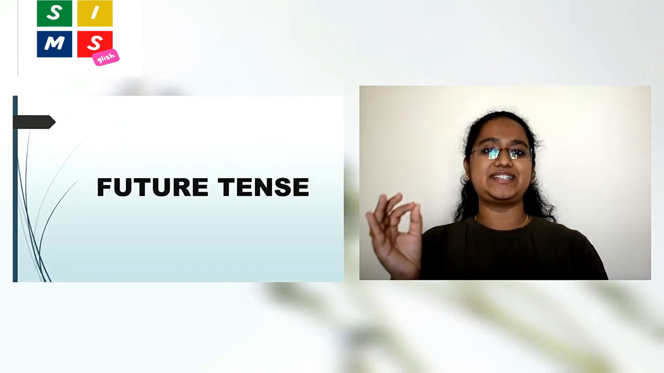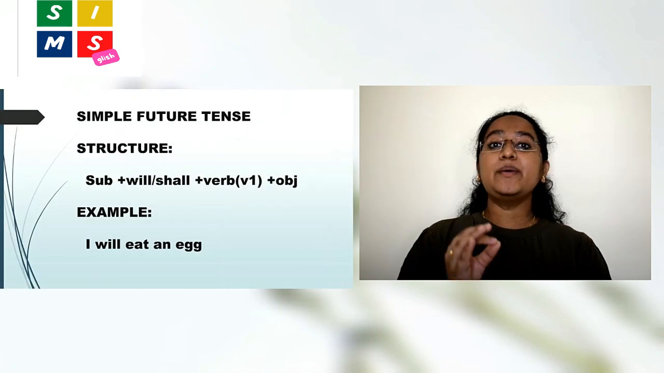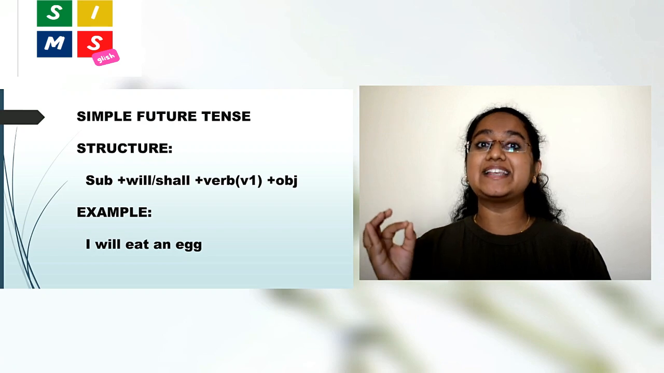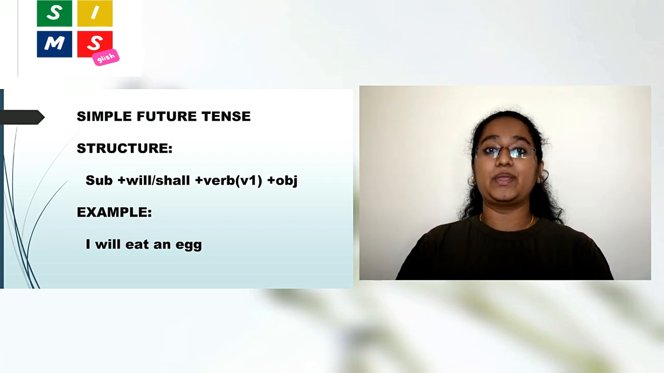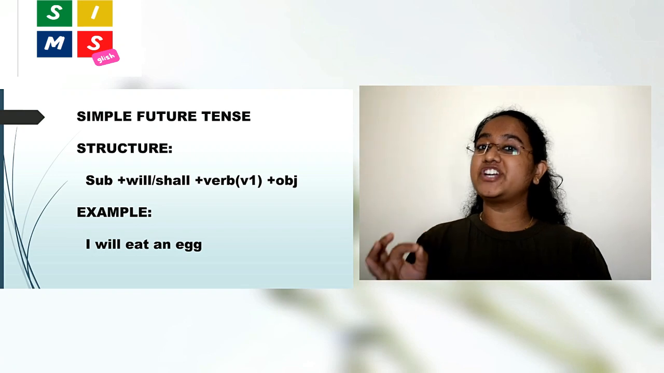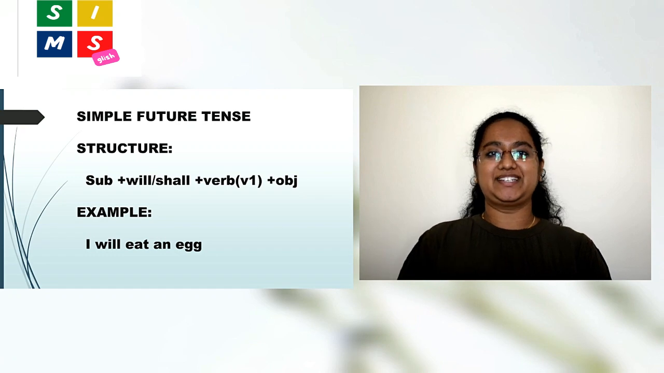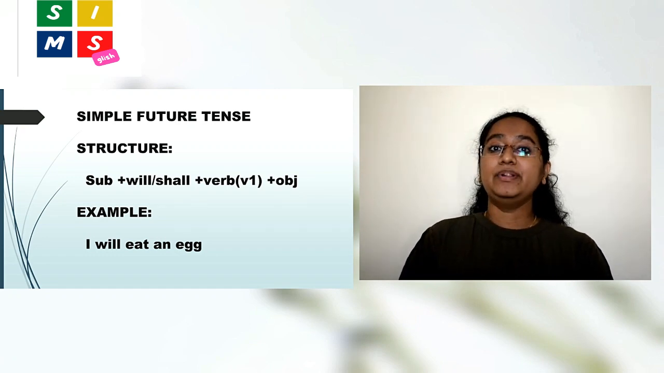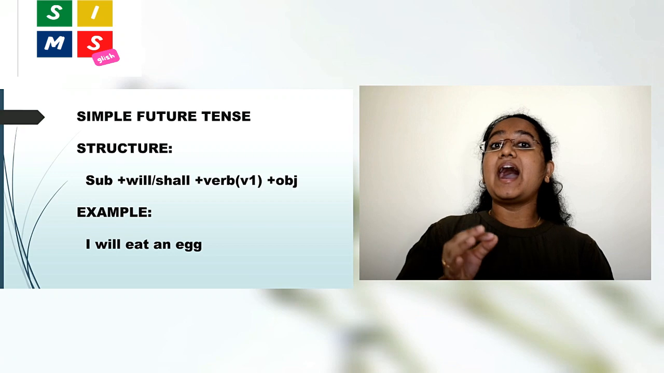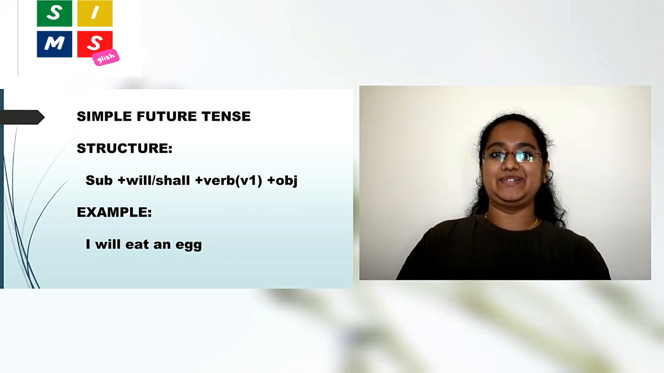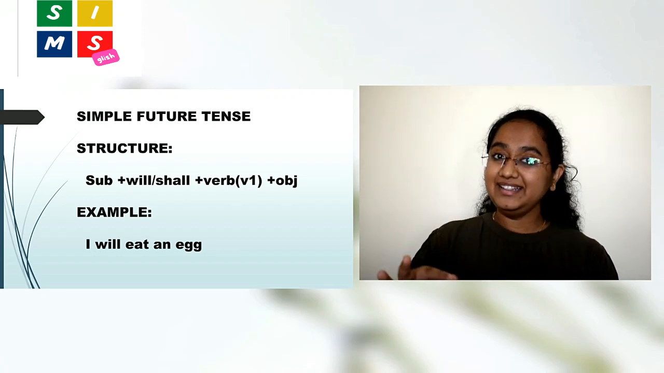Now we'll move on to the last one, that is the future tense and simple future tense. The structure for simple future tense is subject plus will or shall plus verb 1 plus object. And the example can be written as I will eat an egg.